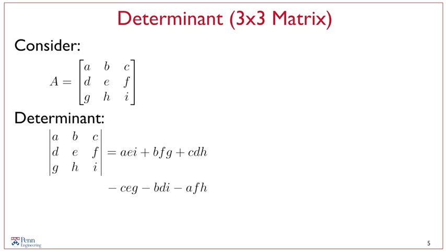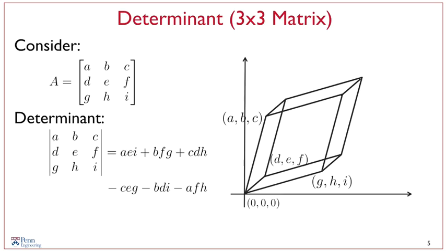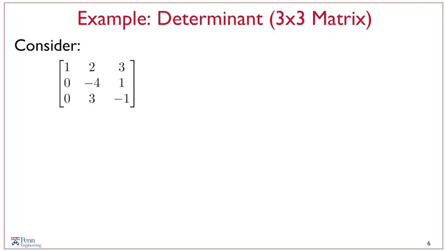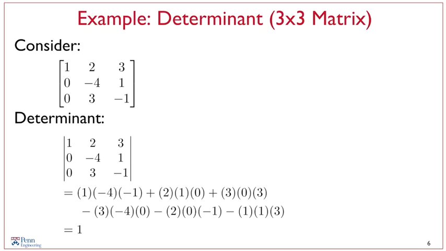If we consider each row of the matrix as a vector in R3 space, these vectors define a parallelepiped. The determinant of A is the volume of this parallelepiped. Consider the following matrix. Again, we can find the determinant directly using the given formula. Knowing how to calculate a matrix determinant allows us to find the eigenvalues and eigenvectors of a square matrix.